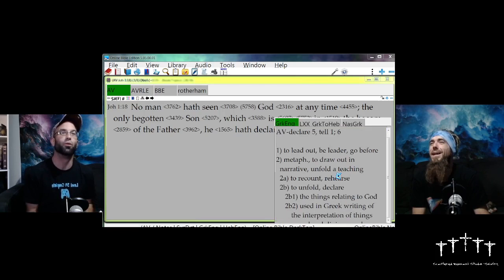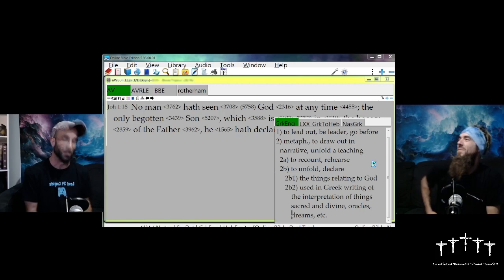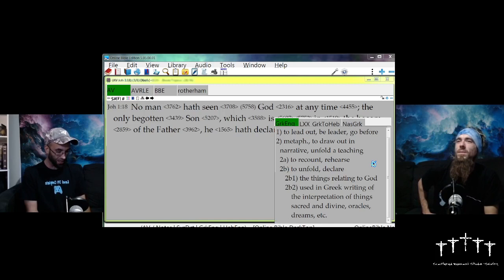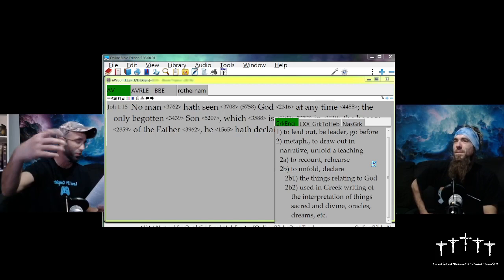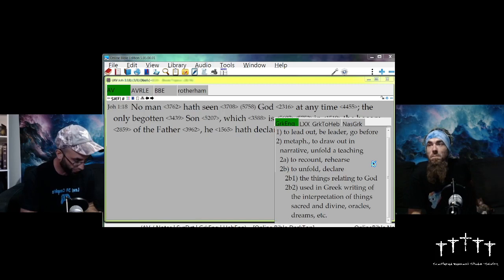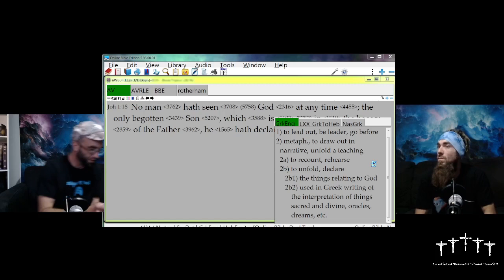Narrative, unfolded teaching. That would be like to open up, where he says to make known, to guide, to unfold, to reveal the things relating to God. Used in Greek writing, the interpretation of things sacred and divine. It has a little bit more, probably because of the other usages, and they just compiled it for this. Where our technology, we're not using old scrolls, but it is from this verb that we have the cognate noun exegesis.